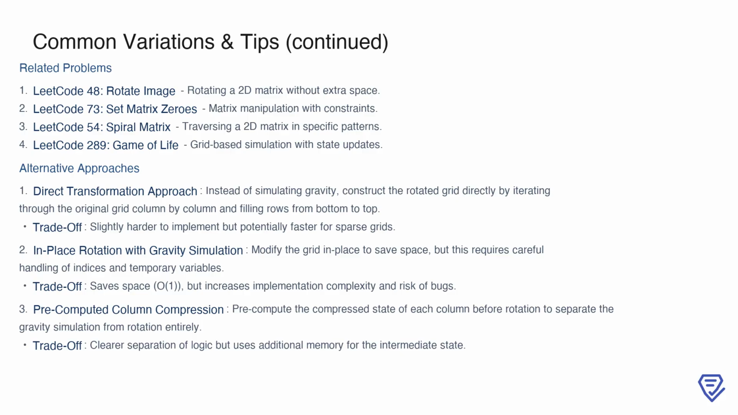Another approach is in-place rotation combined with gravity simulation, which saves space by modifying the grid directly. However, this increases complexity and the potential for bugs. Finally, pre-computing the compressed state of each column before rotation allows you to separate the two steps entirely. This approach clarifies the logic but requires additional memory for intermediate states. Each method comes with its trade-offs, so choose based on the specific constraints and goals of your implementation.